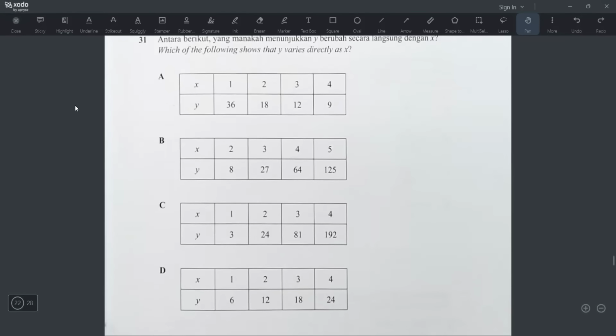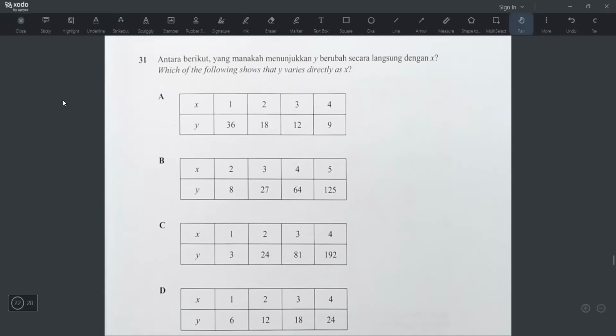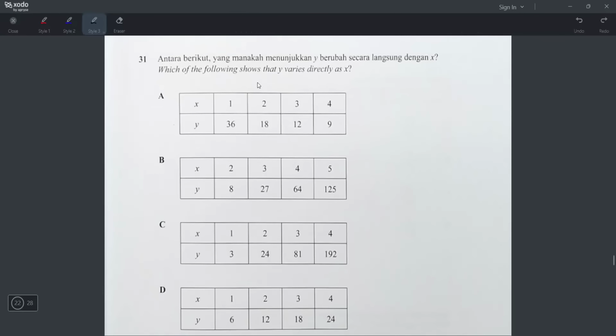Question 31. This is a variation question, but they never ask it the normal way. They ask like this: which of the following shows that y varies directly as x? This kind of question, I remember teaching my own students how to do. By the way, it's from Form 5, Chapter 1, the variation. I forgot to mention the chapter. Okay, let's continue.